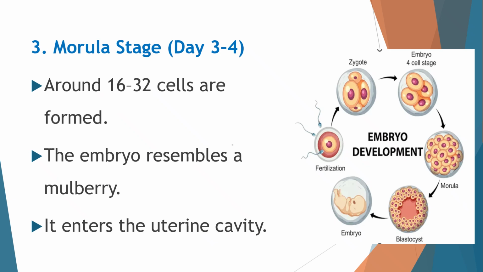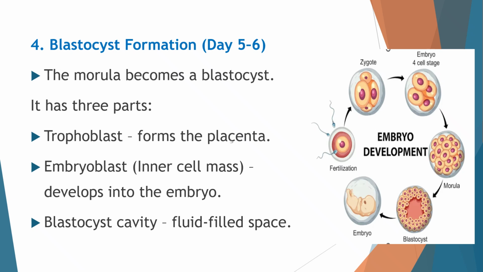In the next stage, we'll see how the morula changes into a blastocyst, which is the stage that prepares for implantation in the uterus. Now, let's move on to the 4th stage of embryological development, which is the blastocyst stage. This stage usually occurs between day 5 and day 6 after fertilization. By this time, the morula undergoes further changes and becomes a blastocyst.